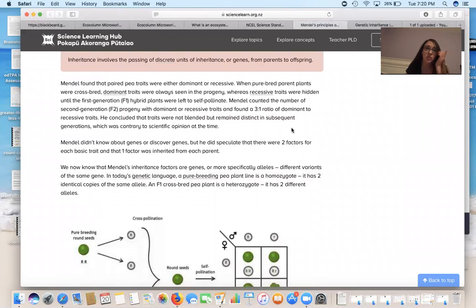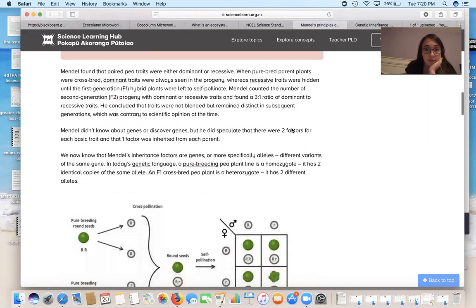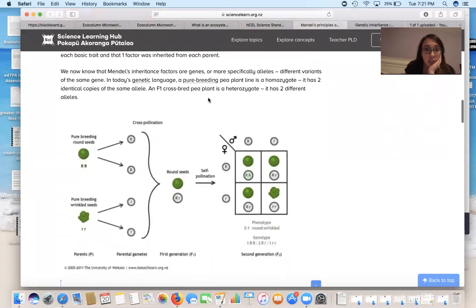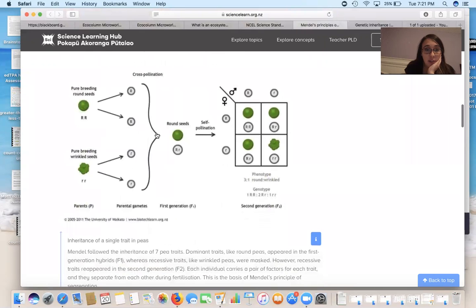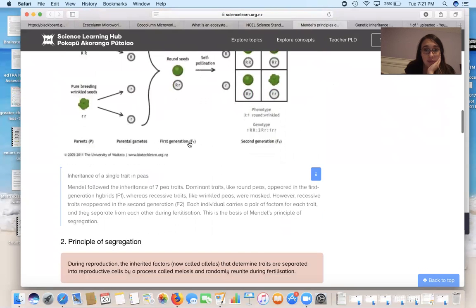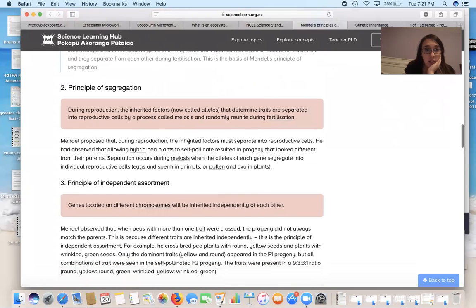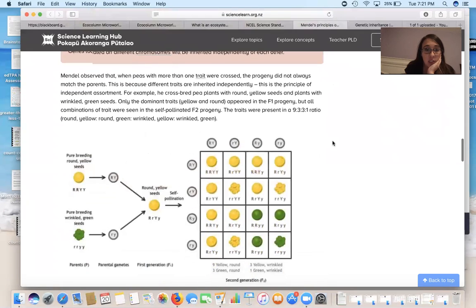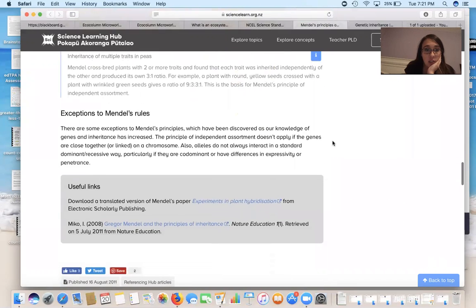So he found that these traits were either dominant or recessive. Dominant traits were always seen in the progeny, whereas recessive traits were hidden until the first generation hybrid plants were left to self-pollinate. He did many trials with this experiment, and this shows you a little bit about it. He has the principle of segregation, the principle of independent assortment, and then he has exceptions to his rule.